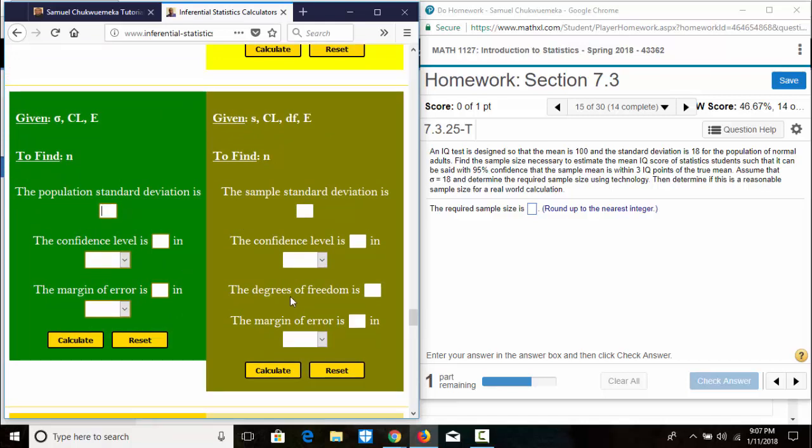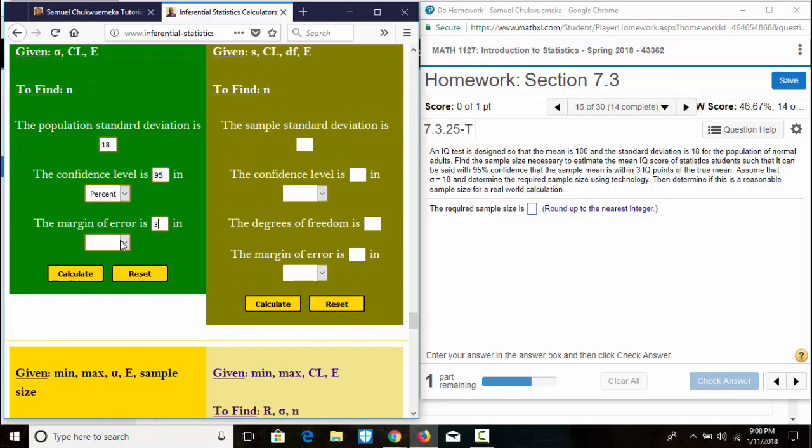The population standard deviation is 18. The confidence level is 95%. Select percent. Margin of error within 3 IQ points. Within, this means the margin of error is 3. Okay, when you see within 3 IQ points of the true mean, so this is 3. Please do not select percent. Please select decimal, because this is like saying 3.00.